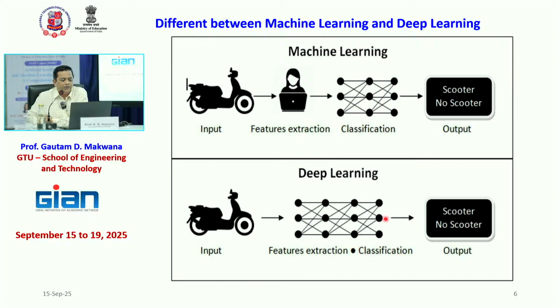Here, both applications are the same: classification of your input data. Here the feature extraction is done manually, and here the feature extraction is done by some kind of algorithm or mathematical formulas. So this feature extraction is done without any intervention of humans, and that's why we get some kind of intelligence in your AI model without any use of the human. So this is the basic difference between machine learning and deep learning.